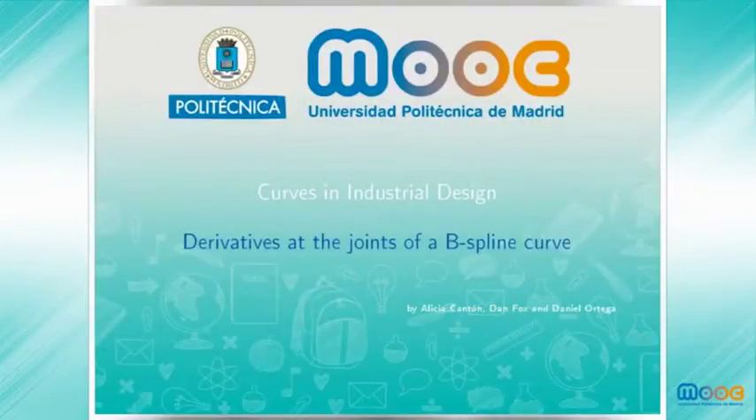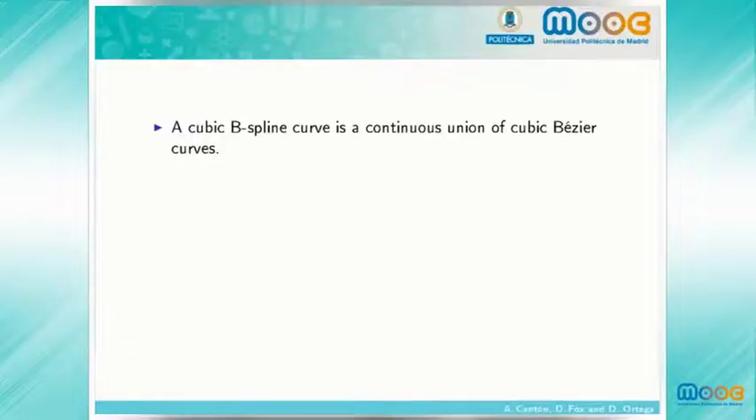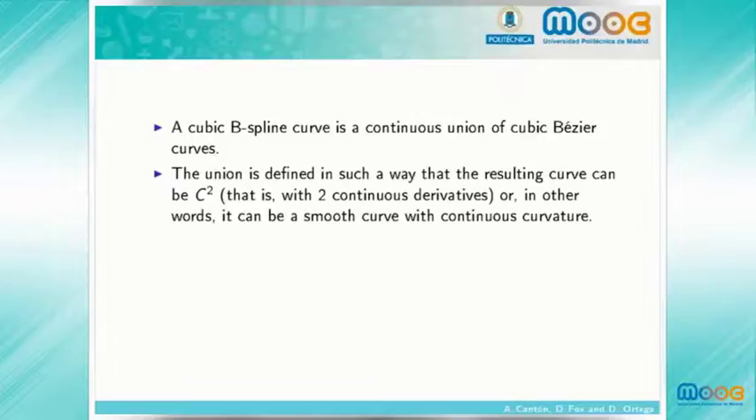Curves in industrial design. Derivatives at the joints of a B-spline curve. A cubic B-spline curve is a continuous union of cubic Bezier curves. The union will be defined in such a way that the resulting curve can be C2. C2 means having two continuous derivatives. Said in other terms, it means the curve can be smooth with continuous curvature.